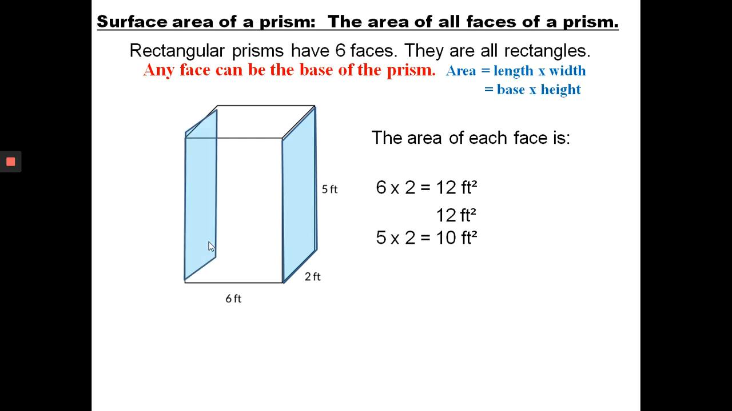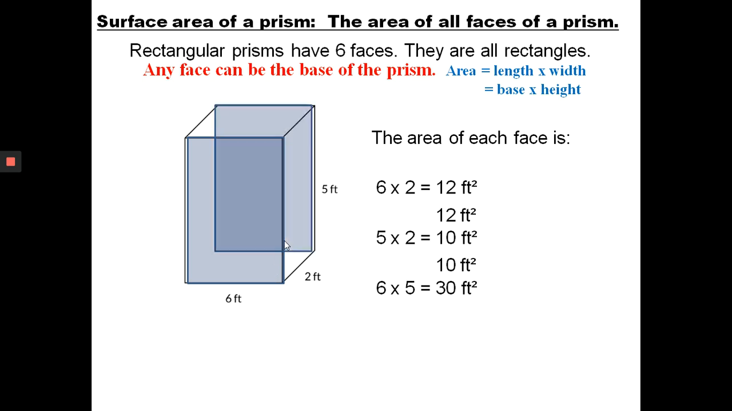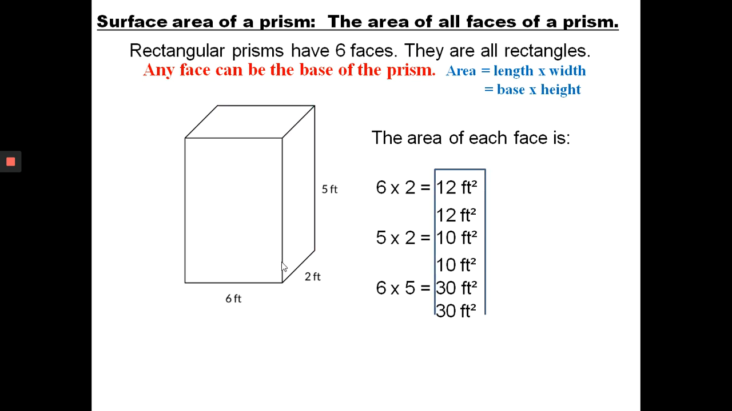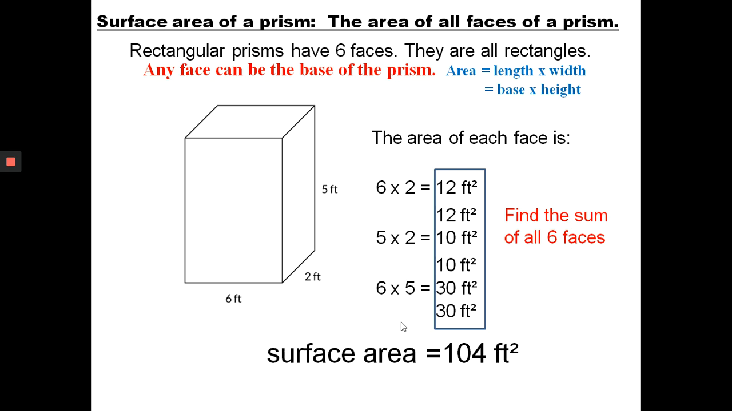And then the opposite side, also parallel, also congruent. We're just going to copy that down. And then the front would be 6 feet by 5 feet. And that would give us 30. Opposite side, 30. Okay, now before we add them, make sure again you have 1, 2, 3, 4, 5, 6 sides. So now we could find the sum and add all those up. You get 104 square feet.